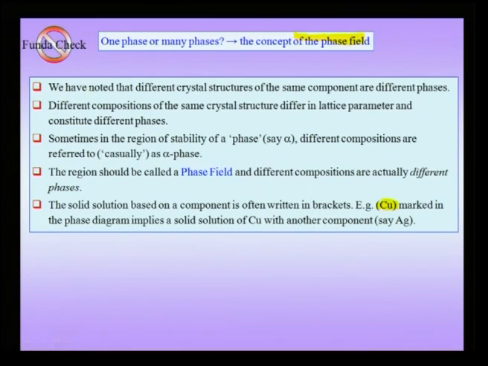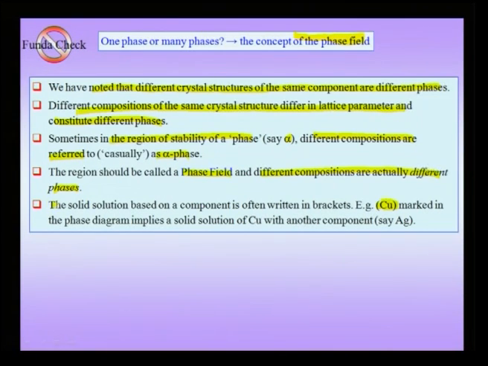So, to summarize, we have noted that different crystal structures of the same component are different phases, and different compositions of the same crystal structure with different lattice parameters constitute different phases. Sometimes, in the region of stability of a phase, say alpha, different compositions are referred to casually as the alpha phase. This casual reference implies that, truly, we are speaking of a phase field, and different compositions actually are different phases within the phase field.